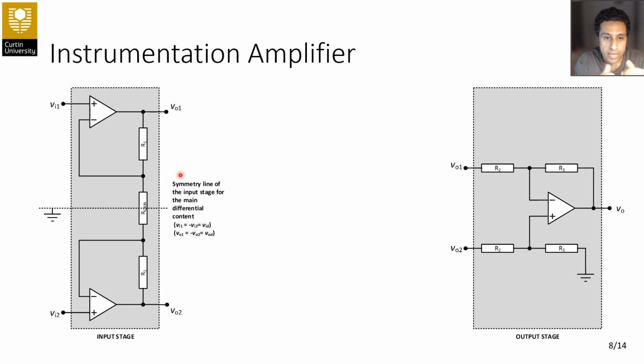So in order to do that, we can easily see that VI1 is equal to minus VI2 because it's a differential pair applied to the input terminals of this device. Same is true for VO1 and VO2. VO1 is equal to minus VO2.